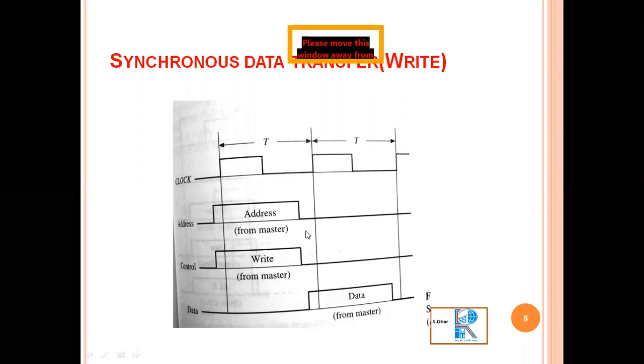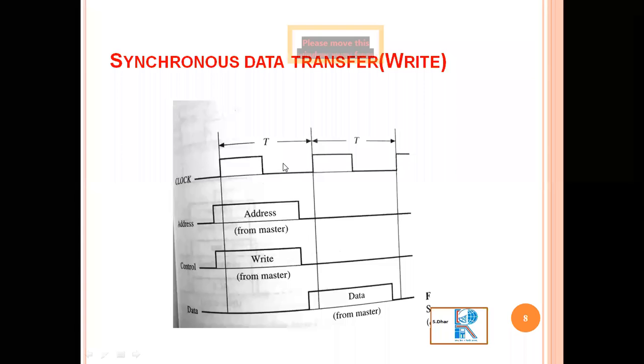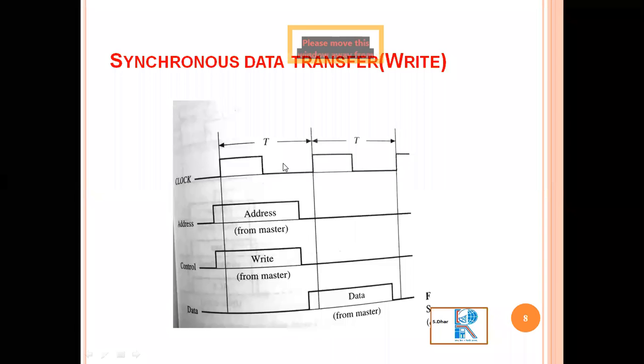And this is the first time period. In the second time period, or the next time period, the data will be given by the master. That means the data which has to be written into the particular device. Clear? So this is the synchronous data transfer in the write operation. Synchronous data transfer for write operation. Clear? Here the clock is related. So these are the two examples for synchronous data transfer.